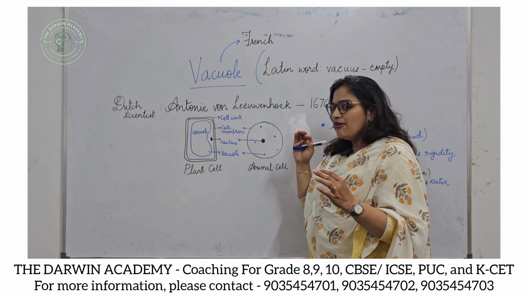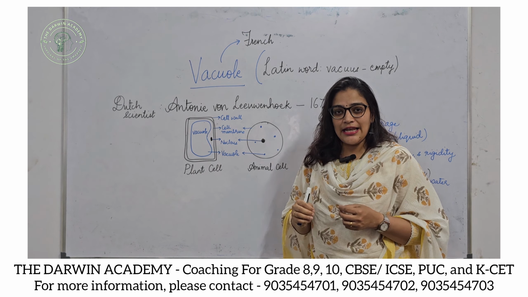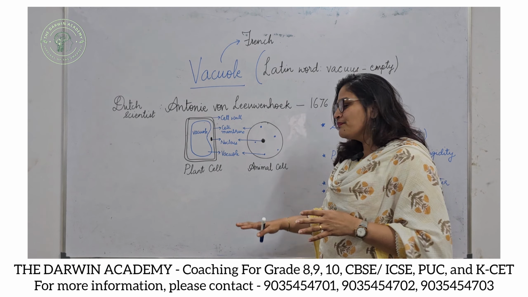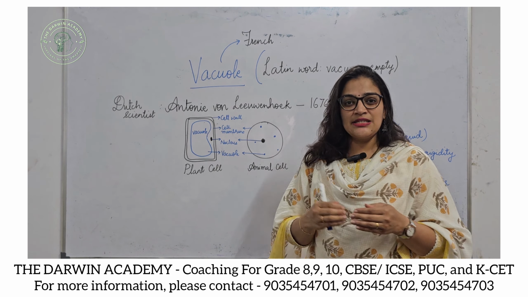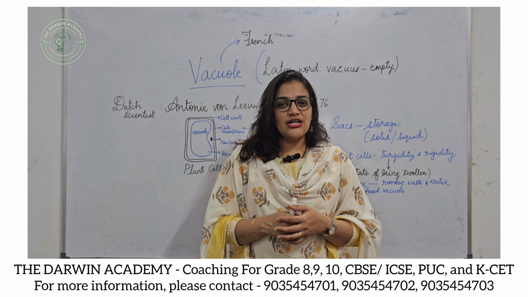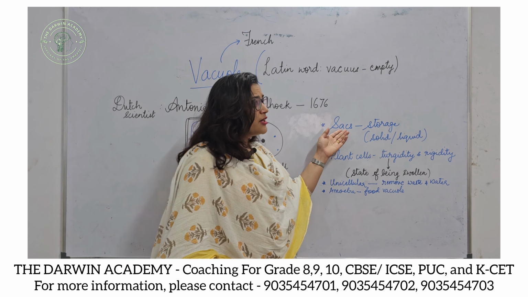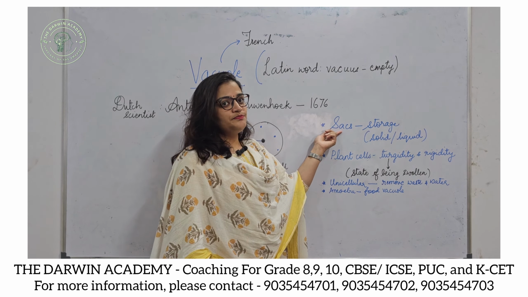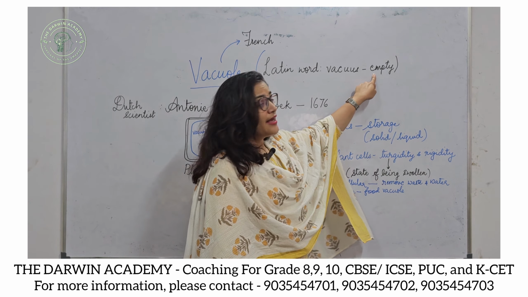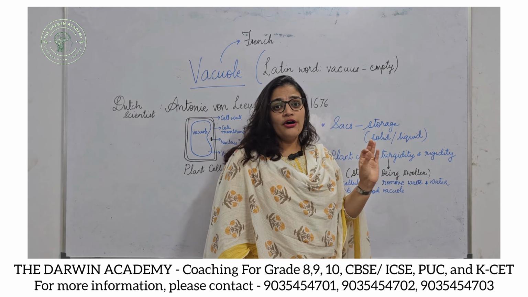So, quickly, one basic difference between the vacuoles that are present in plant and animal cells is, within the plant cell you find one big vacuole, whereas in animal cell you find many smaller vacuoles. And the vacuole in plant is permanent, whereas in animals they are temporary. So what are the roles of these vacuoles? Vacuoles help in storage. Since they are empty, they help in storage of either liquids or solids.